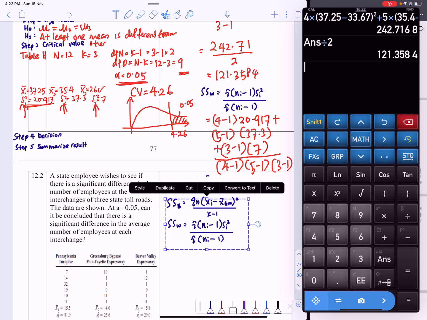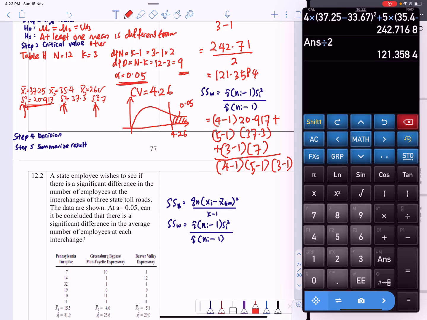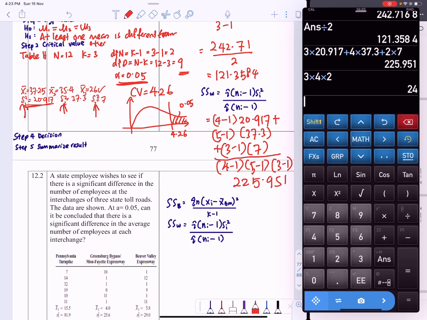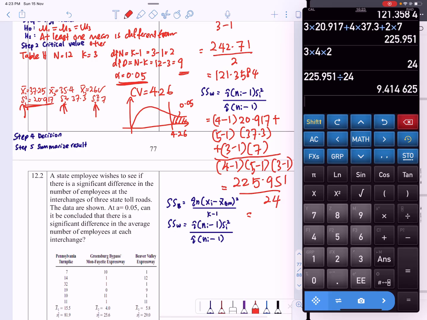Nak tukar tempat dia. Then we calculate using calculator. 3 times 20.17 plus 4 times 37.3 plus 2 times 7 equals to 225.951. 3 times 4 times 2, 24 equals to, okay, then we have 225 point divided by 24, we have 9.54.